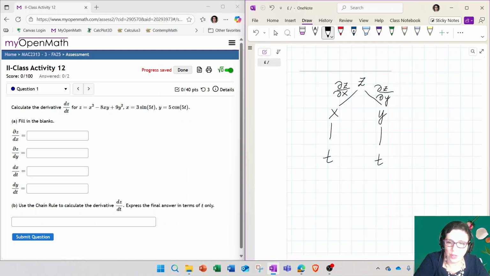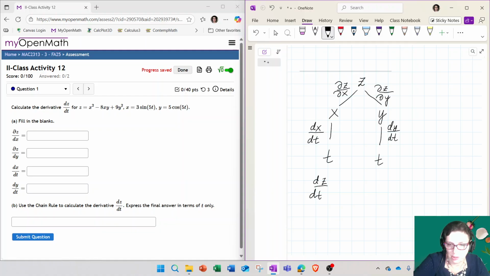Okay, then we are going to start going down the tree and taking the derivative of x with respect to t. But because x depends only on one variable, this would be a regular notation. So we're just going to draw like a regular letter d, because x is only a function of t. And same thing is going to be over here, so dy over dt.